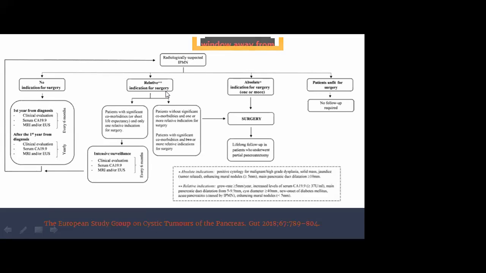The most controversial thing is regarding the relative indications for surgery. If the patient has a relative indication for surgery, then consider the comorbid status as well as the life expectancy or the age of the patient. Those with one relative indication who are elderly or have comorbid status can be kept under surveillance. But those without any significant comorbidity or young individuals, even with a single relative indication, can be considered for surgery. And any individual with two or more relative indications can be straight away considered for surgery.